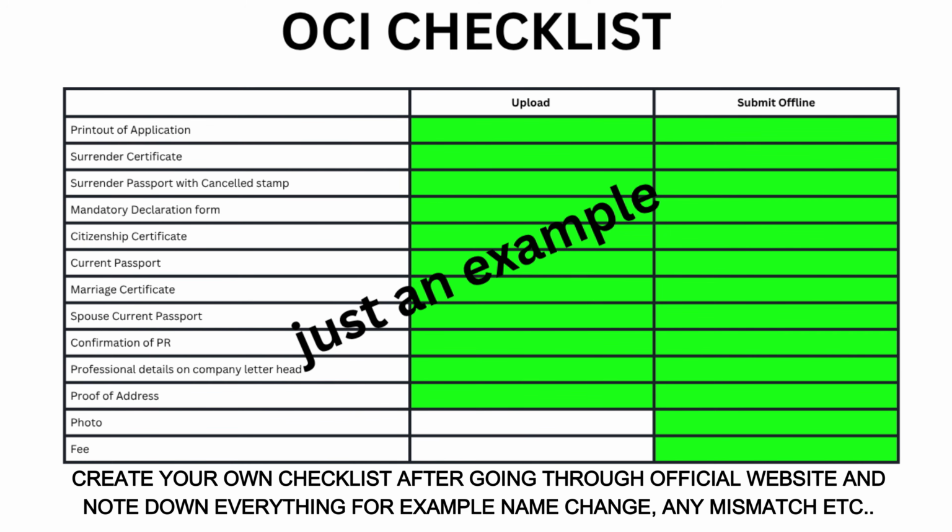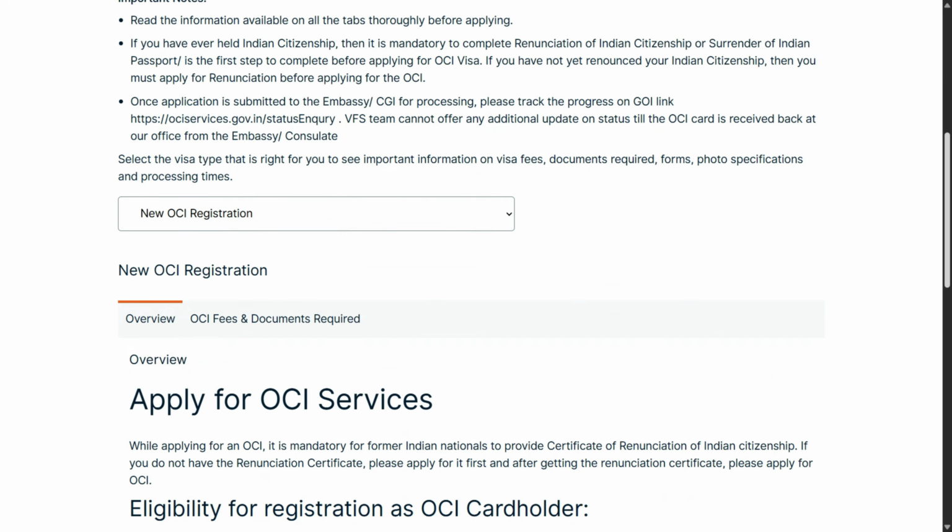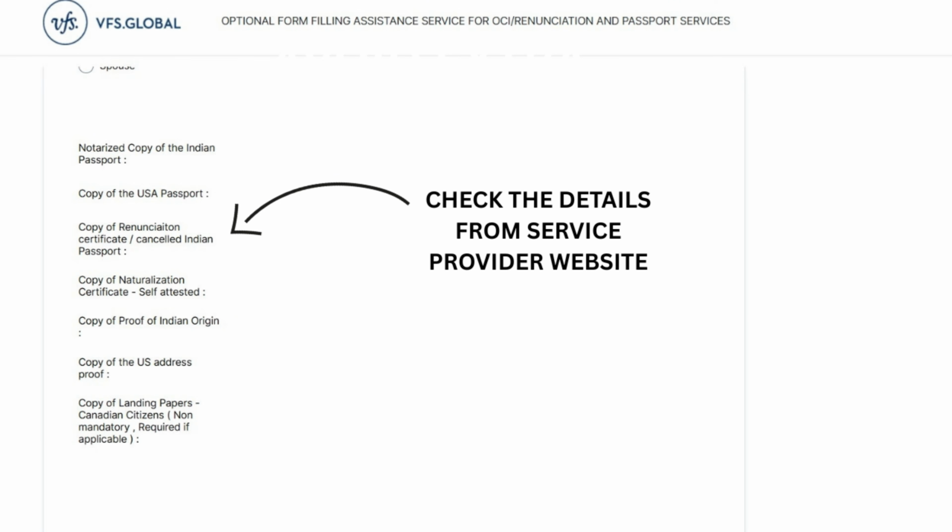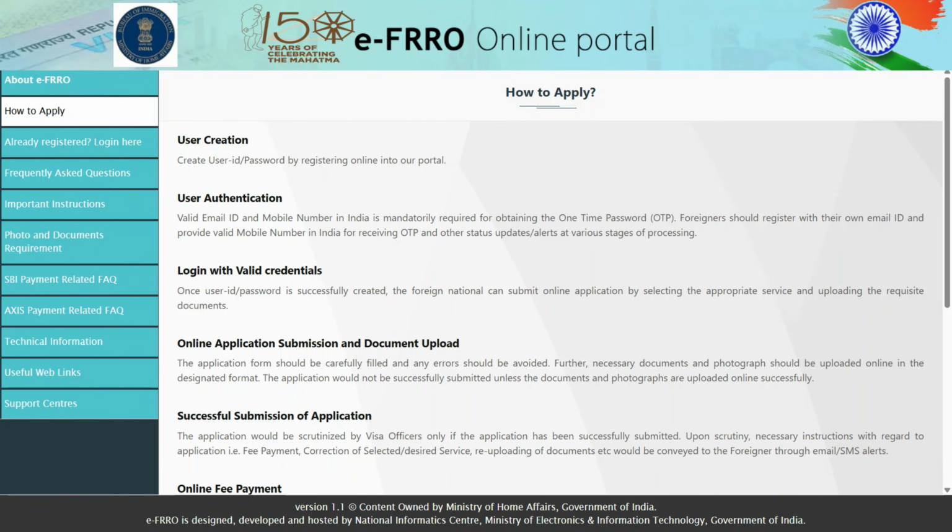Create a checklist like this of the documents which are going to be uploaded and the documents which we will be submitting offline. In the US, it's going to be VFS, which I talked about earlier. And if you're doing it from India, you will be doing this with FRRO.